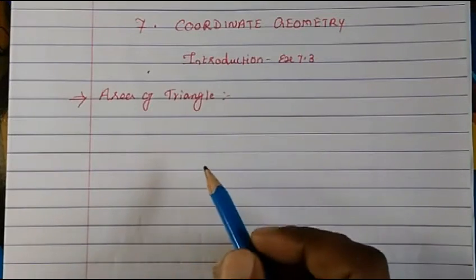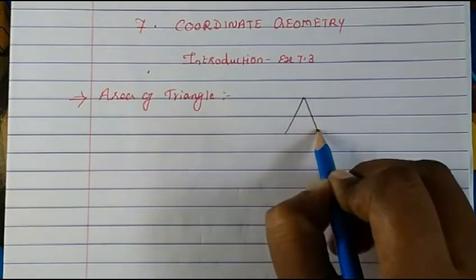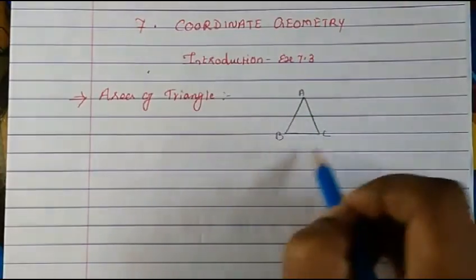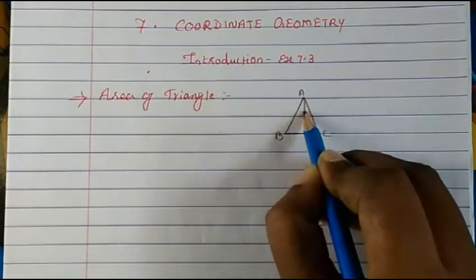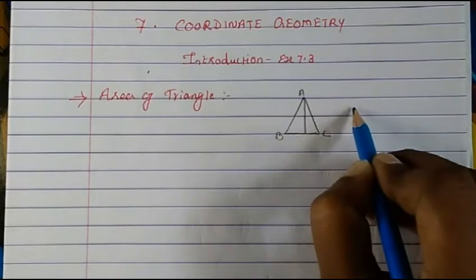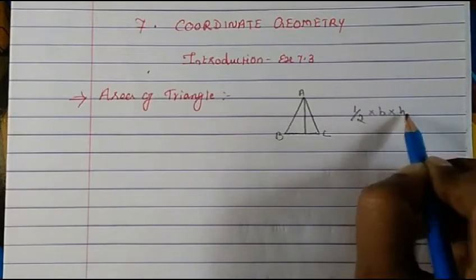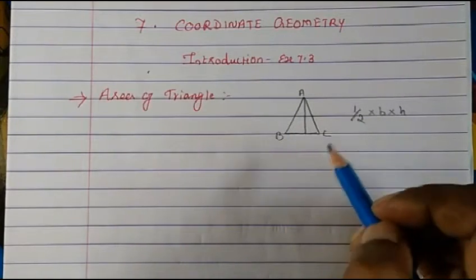Normally, if a triangle is given to us, any triangle ABC, what is the formula for the area of the triangle? We know that when we know the base and the height, the formula is half into base into height. So this is the formula we use to find the area of the triangle.